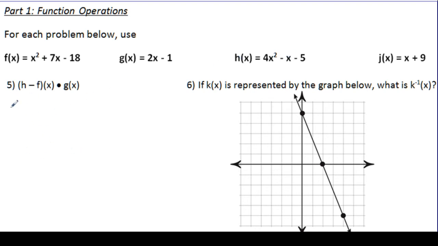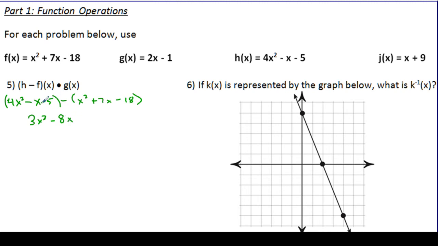So let's do that. H is going to be 4x squared minus x minus 5, and they are asking me to subtract x squared plus 7x minus 18. So if I simplify just this piece, the answer to this is going to be h minus f. So let's do that. 4x squared minus x squared, well, that's 3x squared. Negative x, which is -1, minus 7, well, that's -1 minus 7 would be -8x.